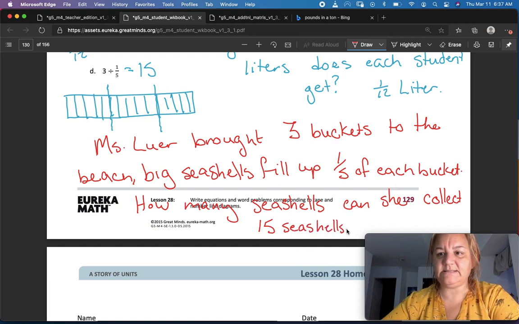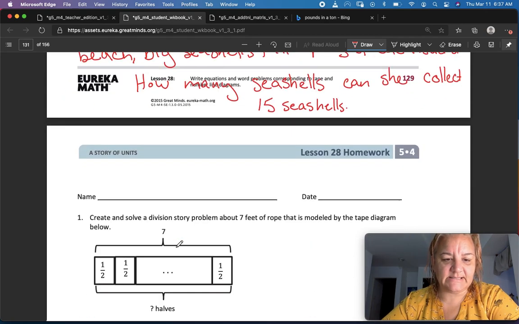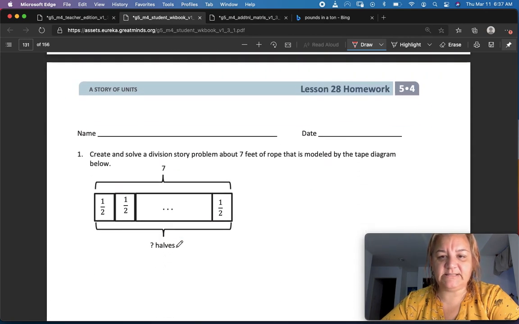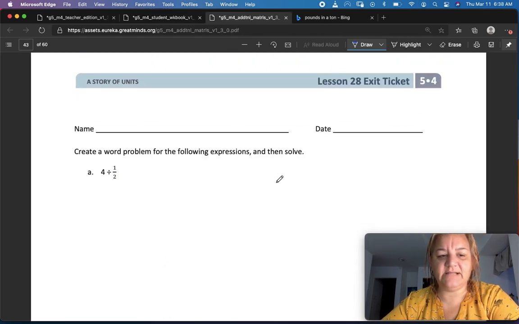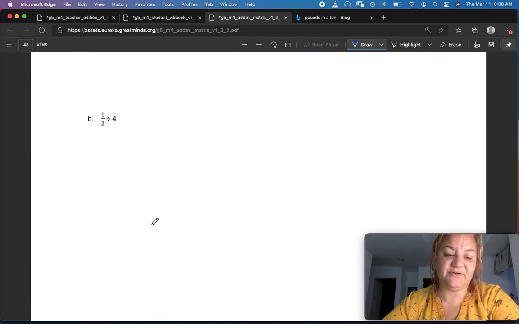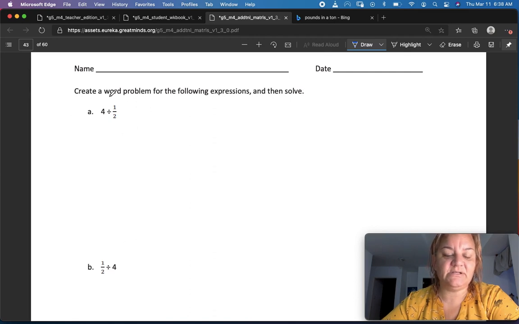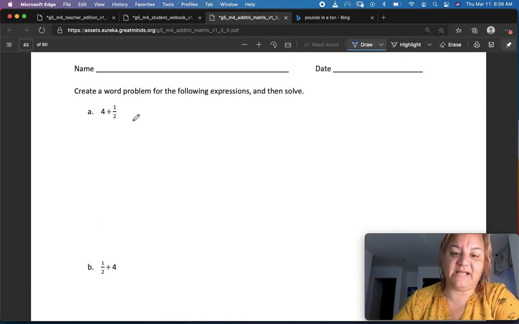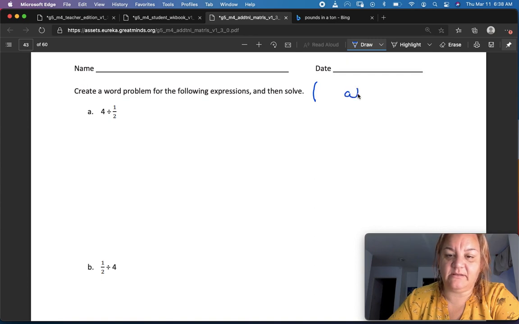Okay, great, good job. All right, your homework is there. Please do your exit ticket and turn it in. You have to create 2 story problems, and they need to match these problems. And I also want you to draw a tape diagram. Create a tape diagram as well, because I want you to show me in a model what you're doing.